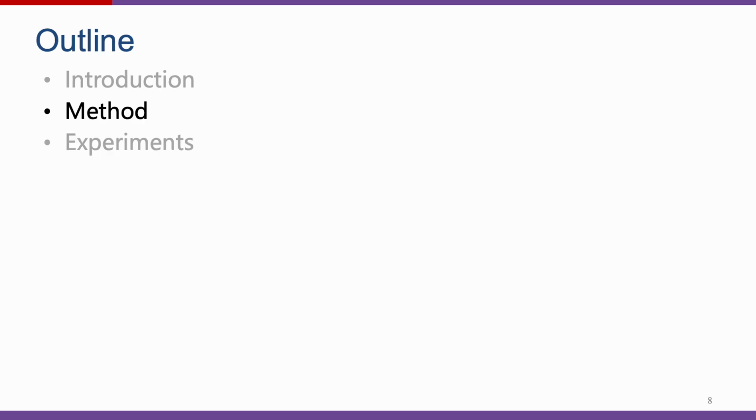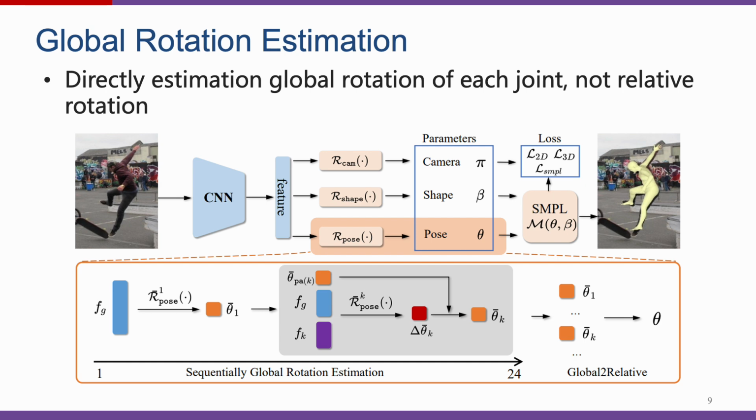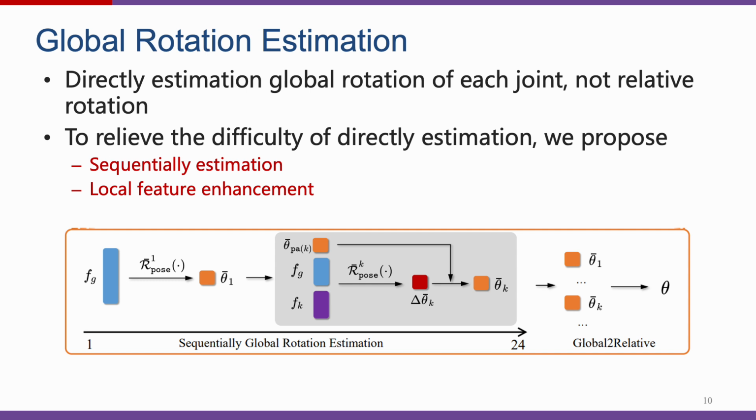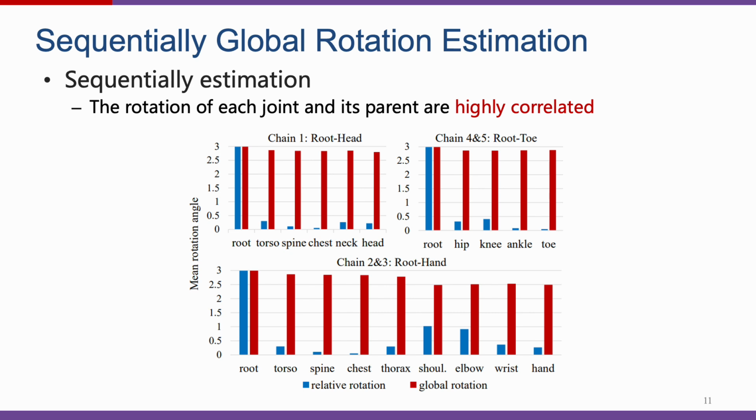In this part I will describe our method on global rotation estimation. We propose a framework to directly estimate the global rotation of each joint to reconstruct the human body mesh. To relieve the difficulty of direct estimation, we propose 2 components to pursue better estimation results. The first is sequential estimation.